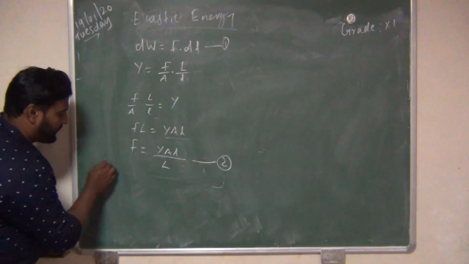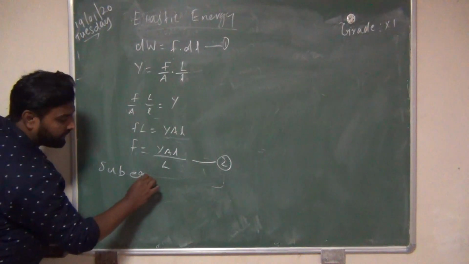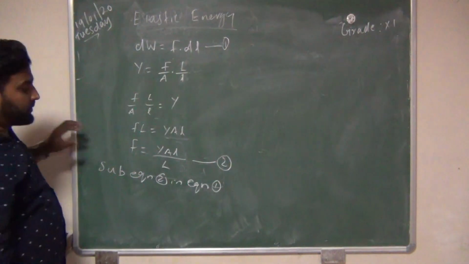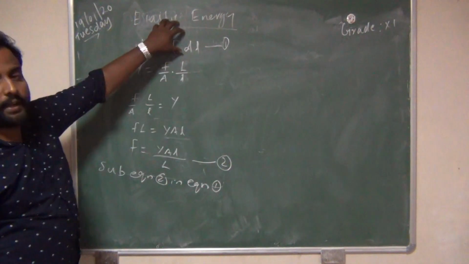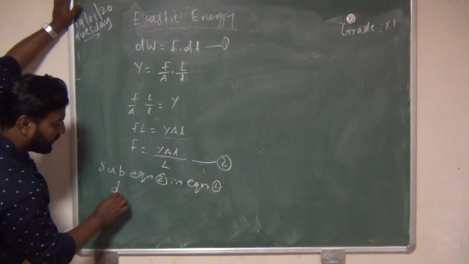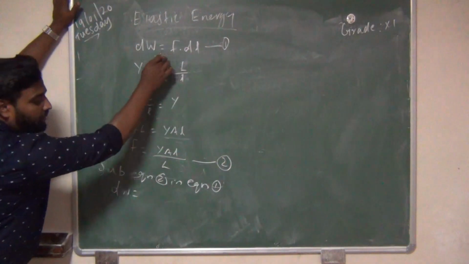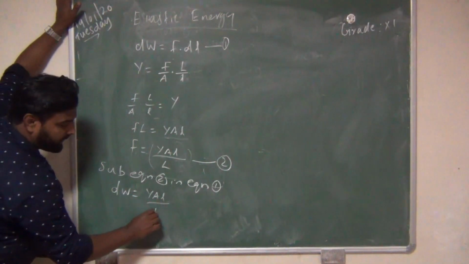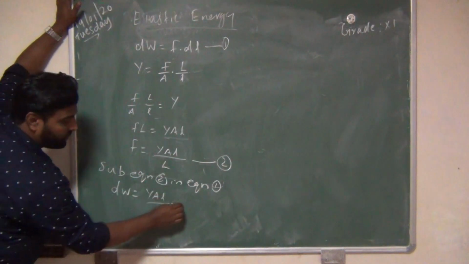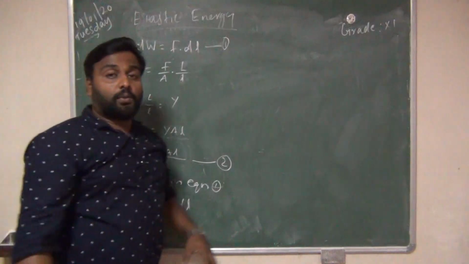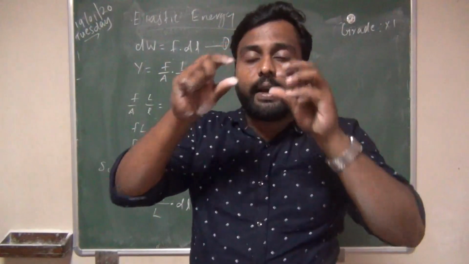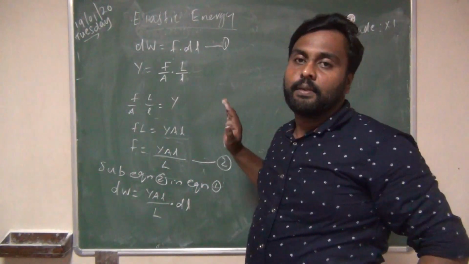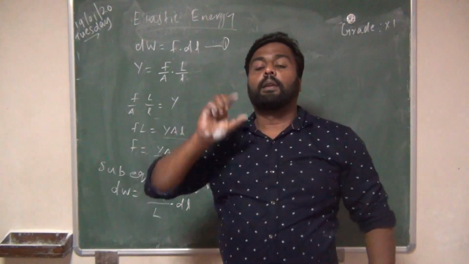Now substitute equation 2 in equation 1. Substitute this F value here in equation 1. So dW equal to, instead of F we have to write this value, Y A l divided by capital L into dl. So this is the small work done. For the small length, how much work we did means Y A l divided by capital L. So this is for the small length.